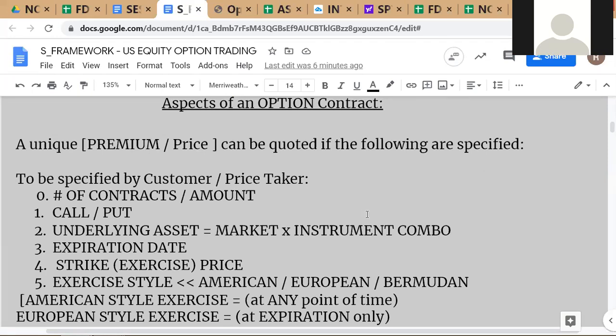Now, if you want an option premium to be quoted by the trader, if you're a price taker, if you're a customer or price taker, you want the... what is MM?